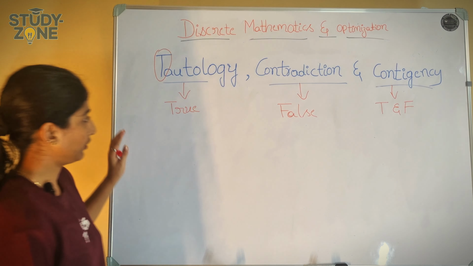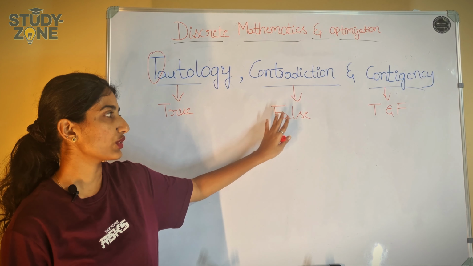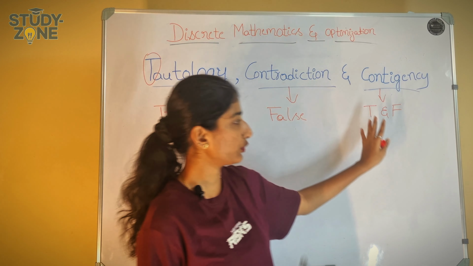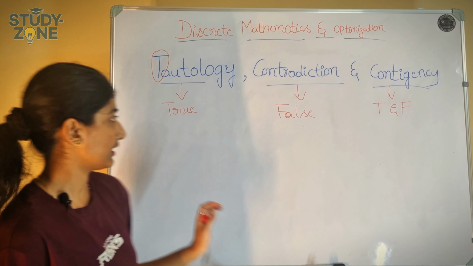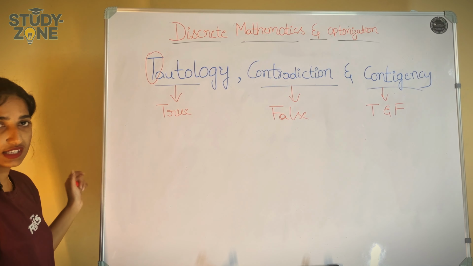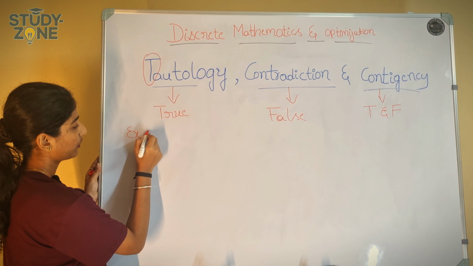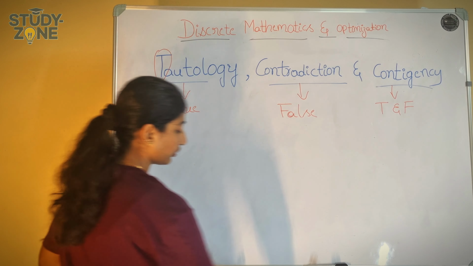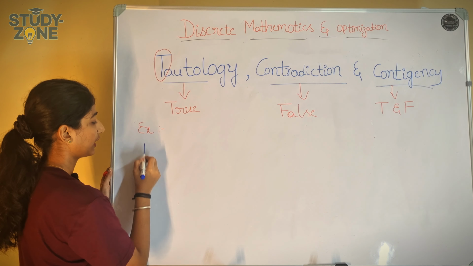If the truth value is only true, then it is tautology, and if the truth value is only false, then it is contradiction, and if the truth value is the combination of true and false, then it is contingency. So let us take examples so that you can understand it. Now for tautology, let us take P.